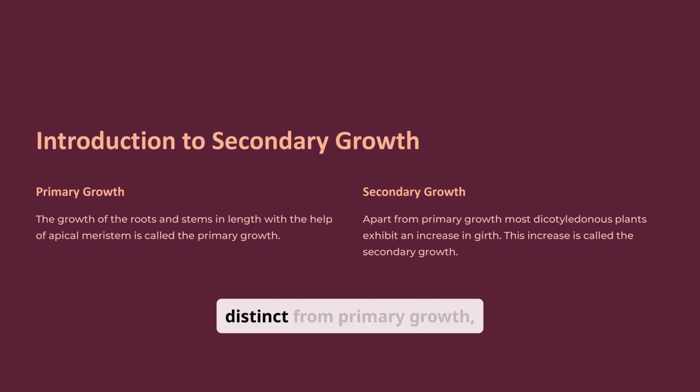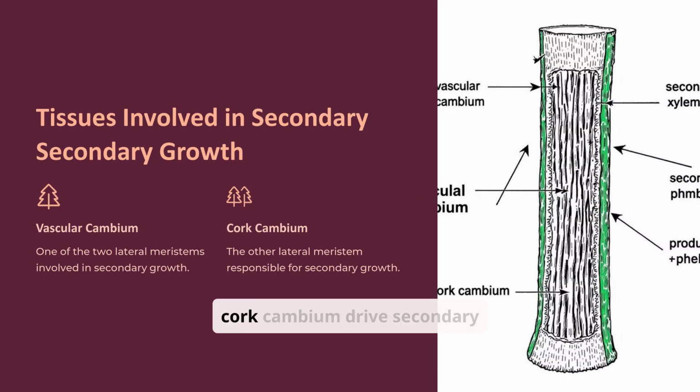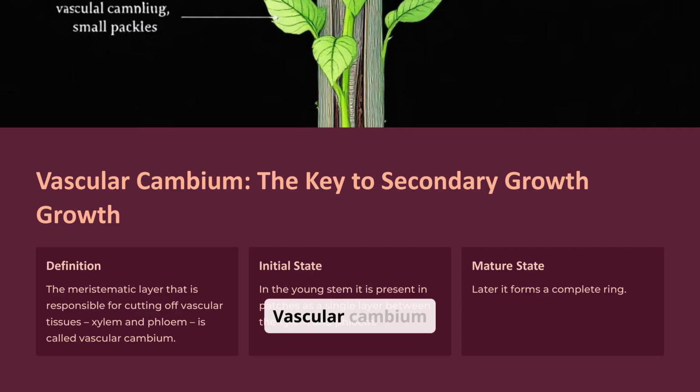Secondary growth, distinct from primary growth, increases plant girth through specialized meristems in dicot plants. Vascular cambium and cork cambium drive secondary growth, producing essential secondary vascular tissues. Vascular cambium forms xylem and phloem. Initially patchy, it develops into a complete concentric ring.